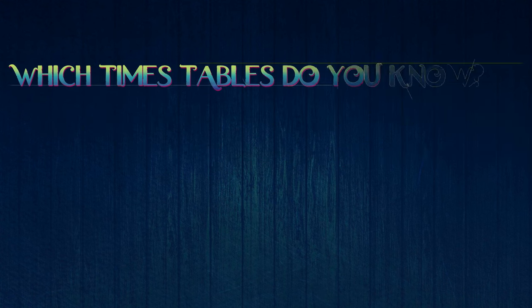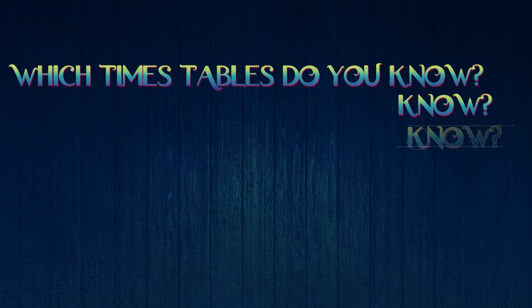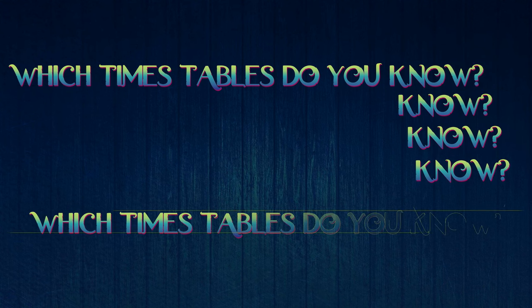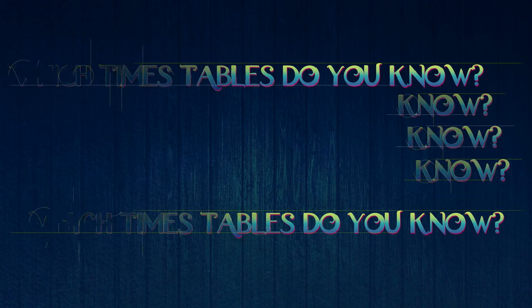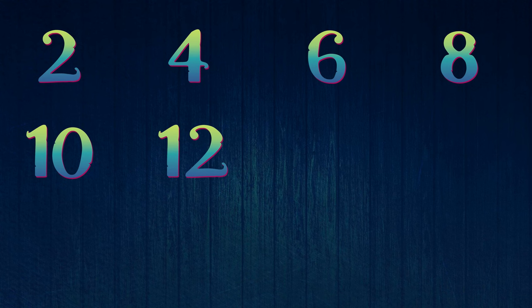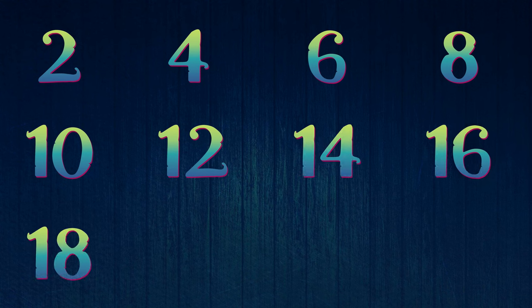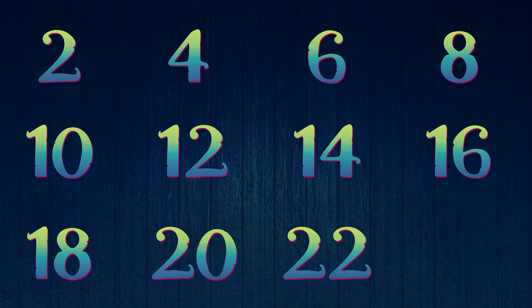Which times tables do you know? No, no, no. Which times tables do you know? 2, 4, 6, 8, 10. And then 12 and 14, 16, 18 and 20. 22 and 24.